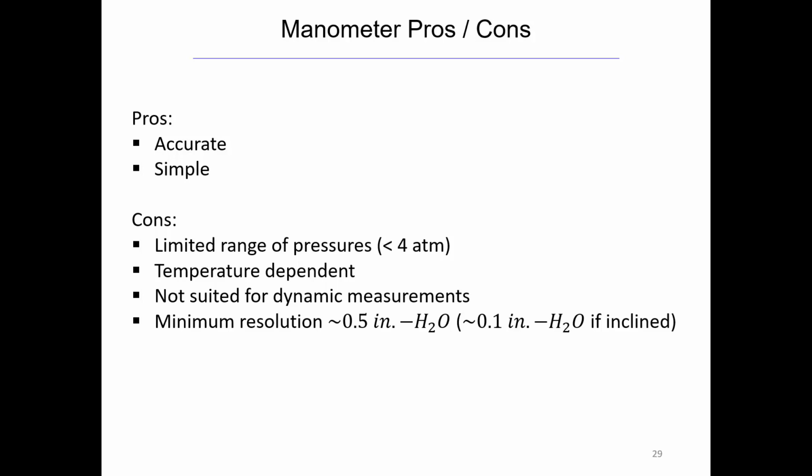It's not suited for dynamic measurements. We can't hook it up to our DAC and look at our data in our pajamas while we're home under coronavirus quarantine. This device, you have to go there and look at it and measure it. Then, as we said, the regular U-tube manometer has a minimum resolution of roughly half an inch H2O. And if we incline it, it's about 20% of that, or 0.1 inch H2O.